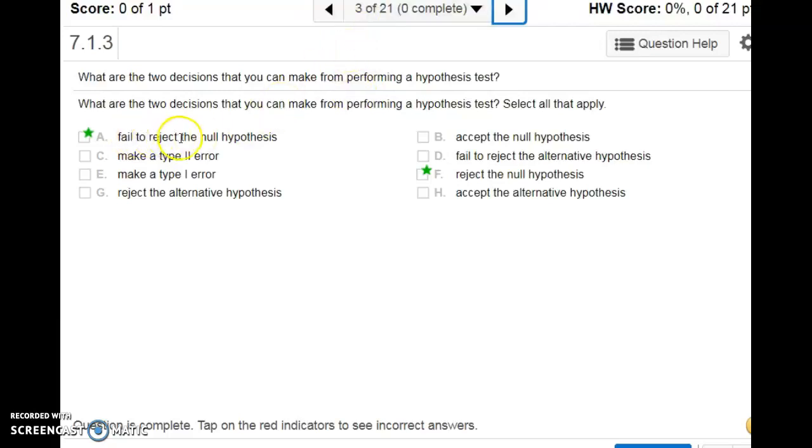One is to fail to reject the null hypothesis, and that's if your sample would come back really close to the null hypothesis. And the other one is reject the null hypothesis. And that is if your sample comes way far out in the tails and it's very unlikely. So those are the only two decisions that we ever make in a hypothesis test.